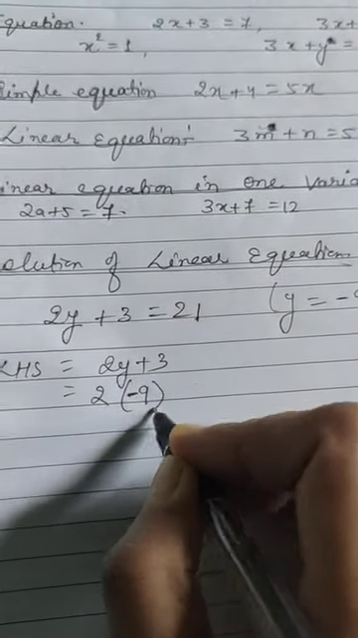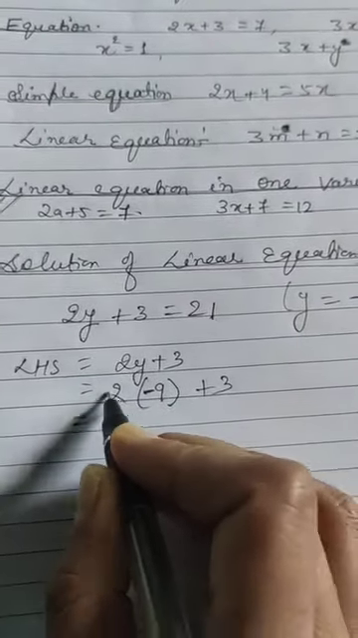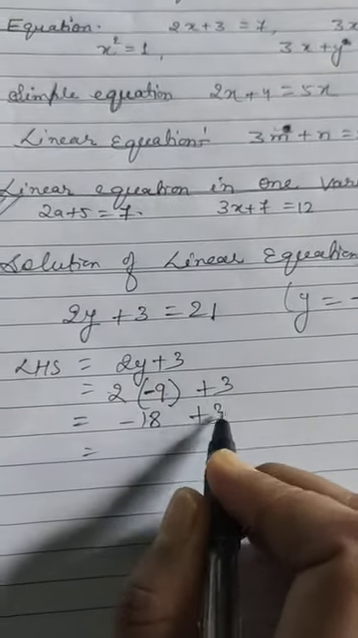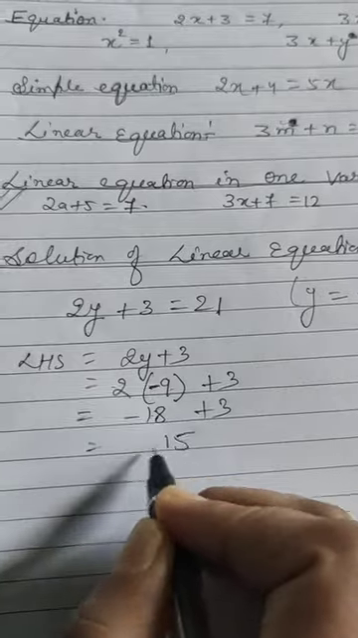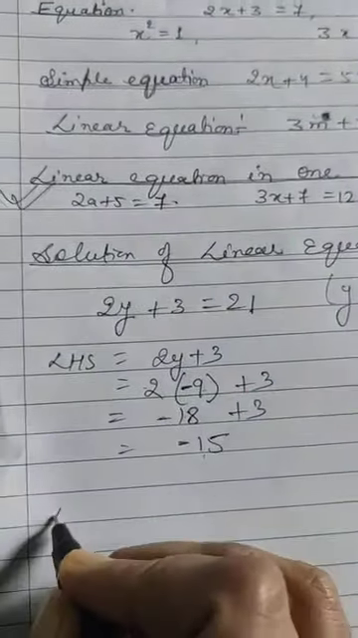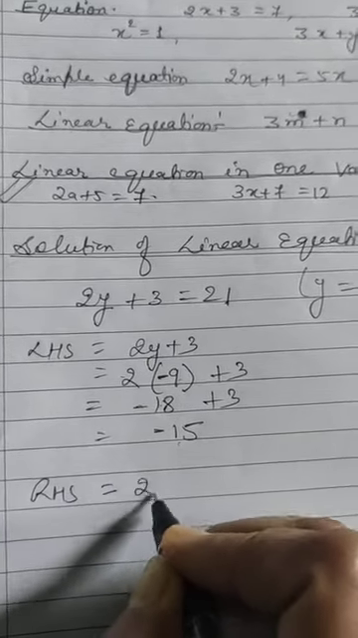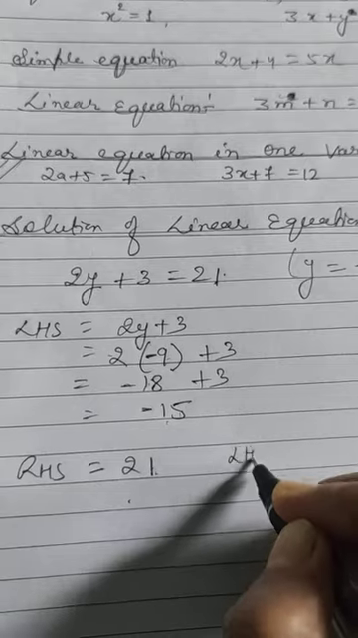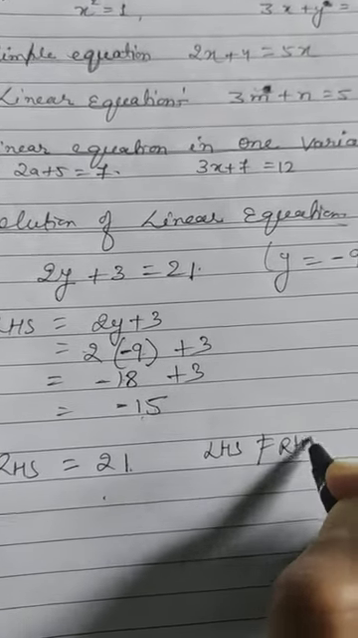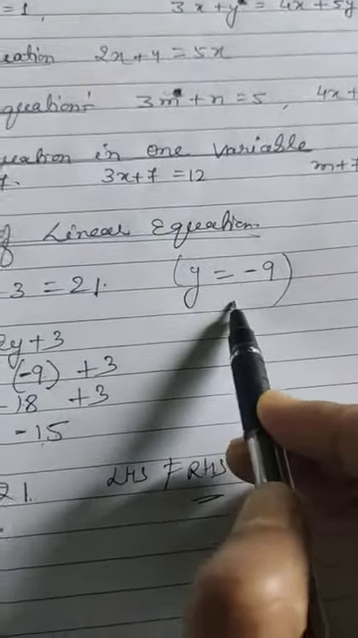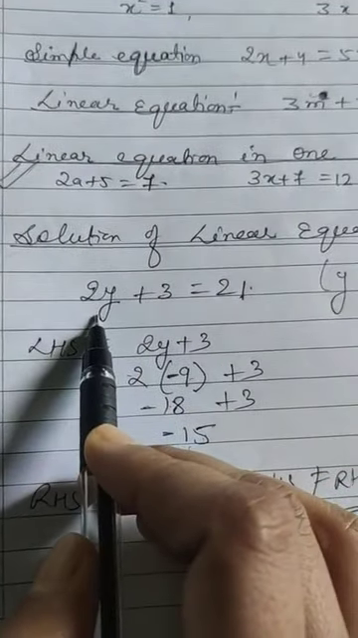What is the value of y? 9 minus 9 plus minus minus 9 2s are 18, plus 3. Now minus 18 plus 3 will be equal to 15, but 18 is bigger, so its sign will be minus: minus 15. What is RHS? RHS is 21. You can see LHS is not equal to RHS. It means that this is not the solution of this equation.